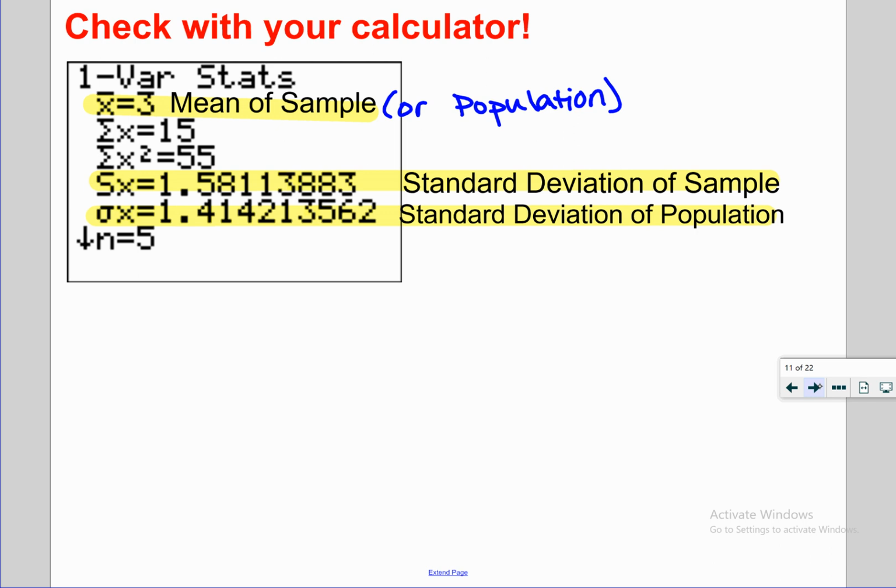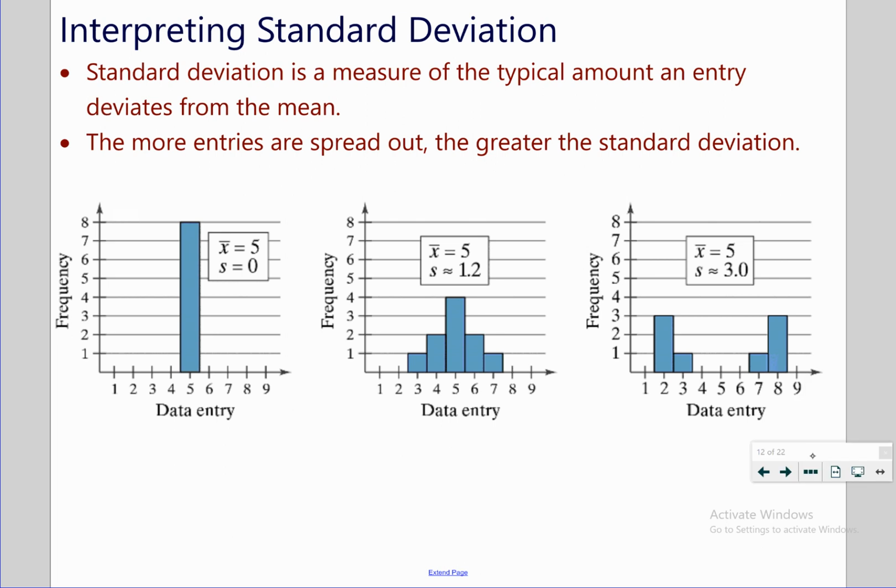All right, so the new thing that we're going to start talking about today is the spread of data. You don't need to write this down. I think this is just a nice picture to see when we talk about what the standard deviation actually represents. So the smaller the standard deviation, the closer to 0, the closer your data is to the mean. And the bigger your standard deviation, the more spread out it is from your mean.